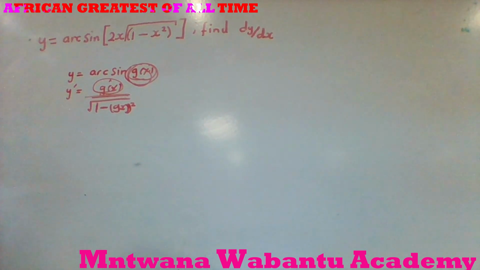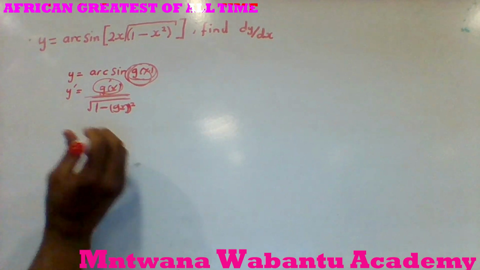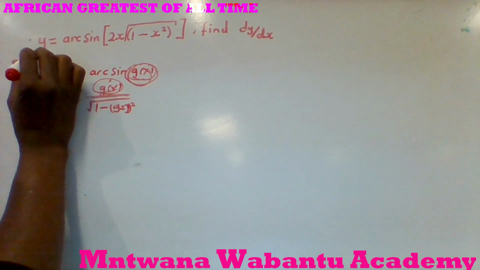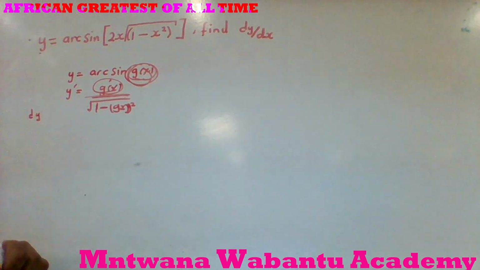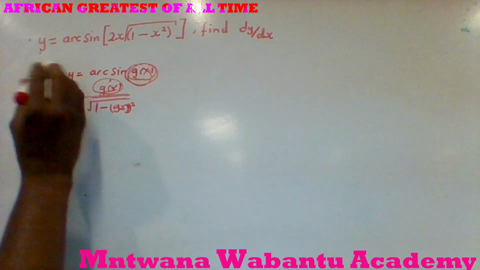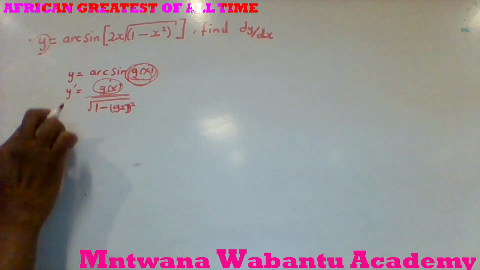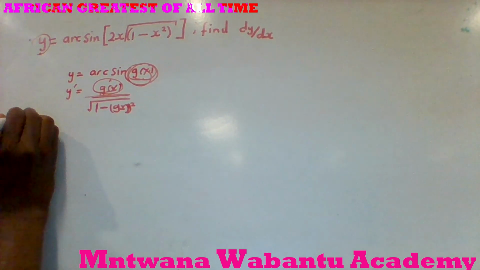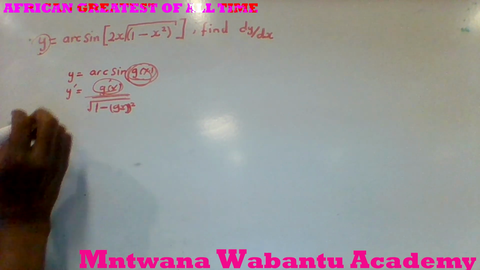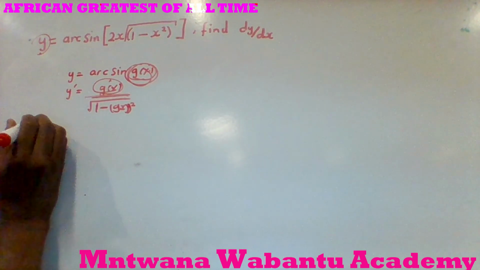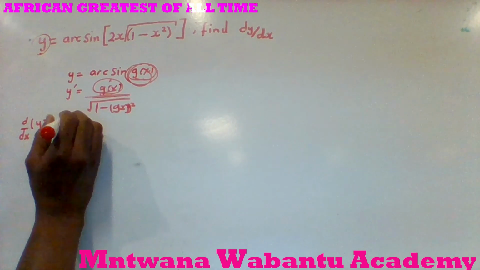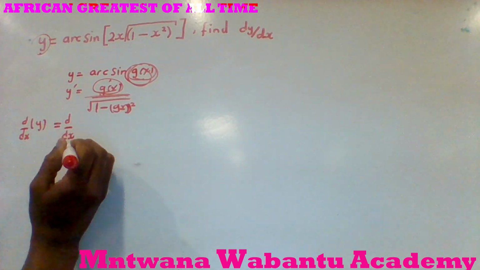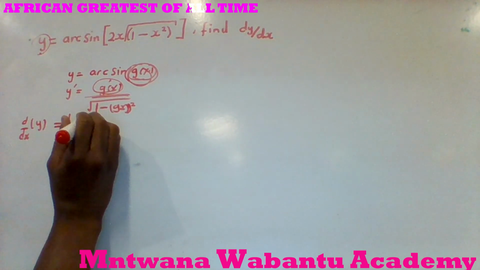Now let's break down the question. We go back to our question. What we have to do here is derive this, so it's going to be dy over dx. On the left, it means a derivative with respect to x, and I'm going to do the same thing on the right-hand side. I'm going to find the derivative of everything that I have, which is Arcsin.